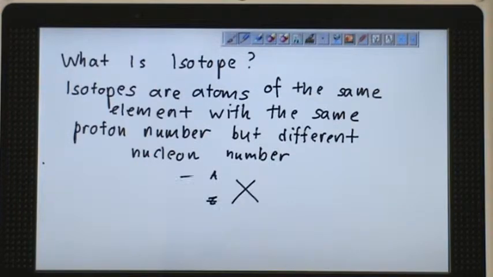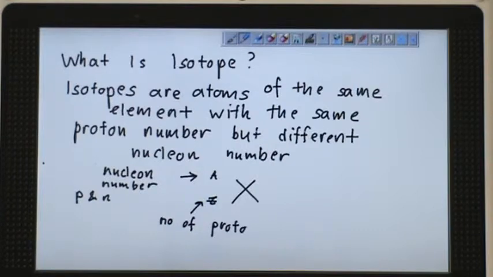This A is the nucleon number, and this nucleon number consists of protons and neutrons, because collectively they are called nucleons. Z here indicates the number of protons. In a neutral atom it also means the number of electrons. Isotopes occur because when scientists discovered a certain substance, they found that they exist together and have the same proton number but different neutron number.